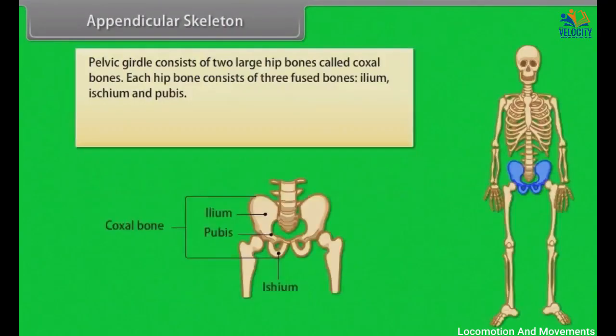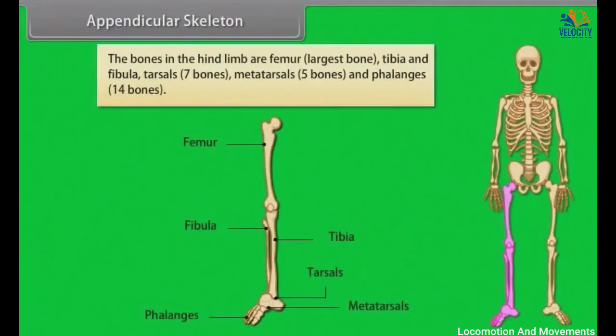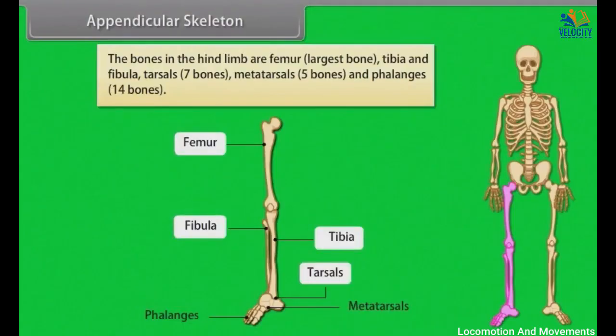Pelvic girdle consists of 2 large hip bones called coxal bones. Each hip bone consists of 3 fused bones, ilium, ischium, and pubis. The ilium is the largest of the 3 and forms the upper part of the hip bone. The bones in the hind limb are femur, largest bone, tibia and fibula, tarsals 7 bones, metatarsals 5 bones, and phalanges 14 bones.